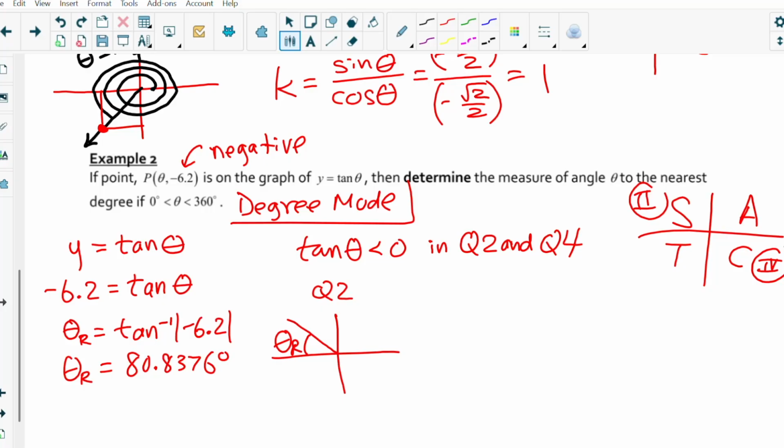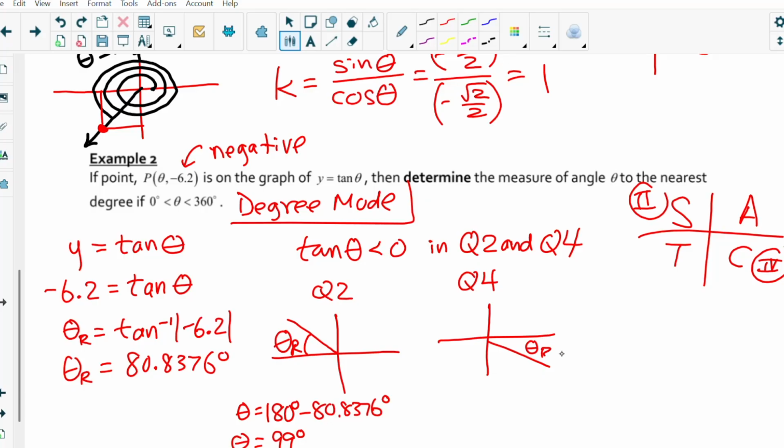There's my theta r value, so angle in standard position is 180 degrees minus 80.8376 degrees. And so my angle in standard position is 99 degrees. In quadrant 4, there's my theta r value. Angle in standard position there is 360 degrees minus 80.8376 degrees, and that equals 279 degrees.